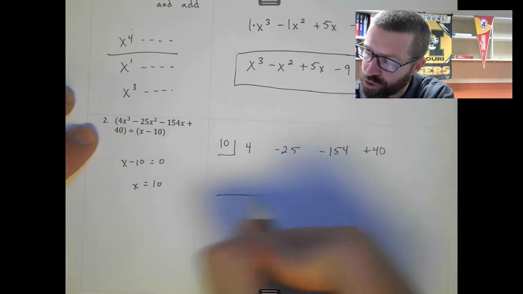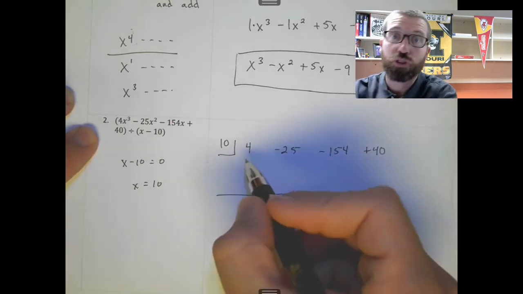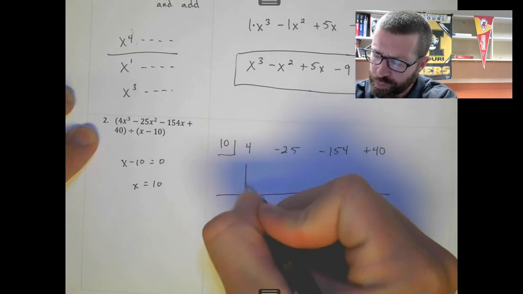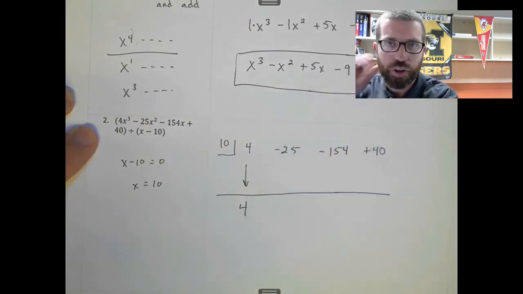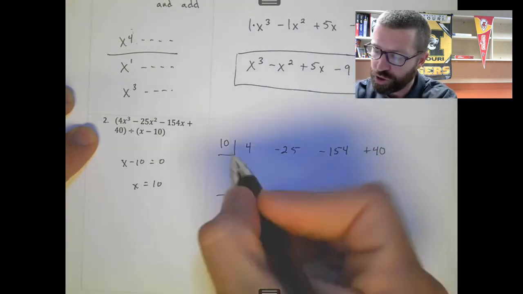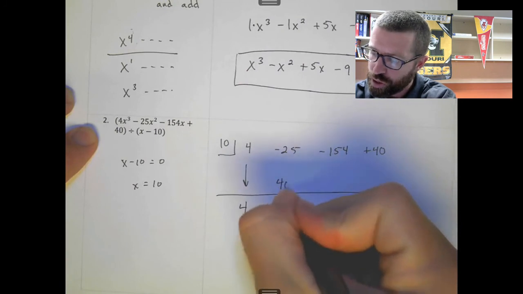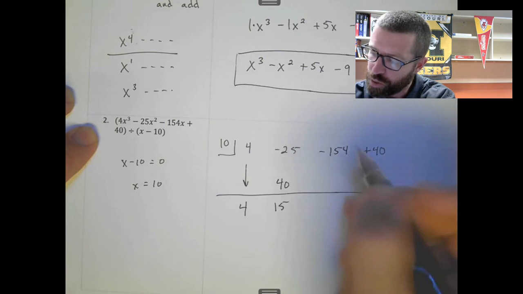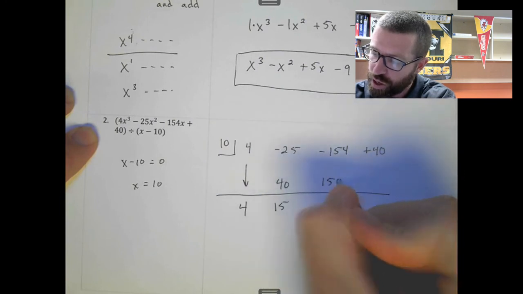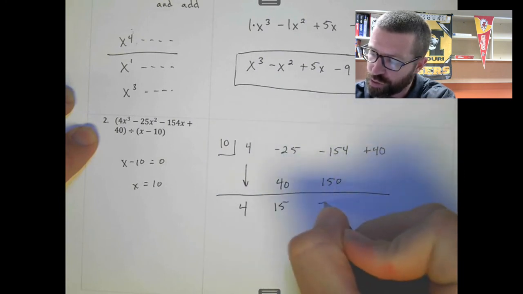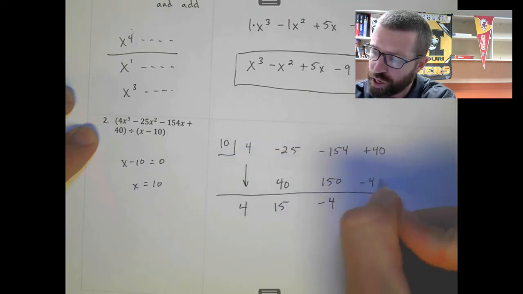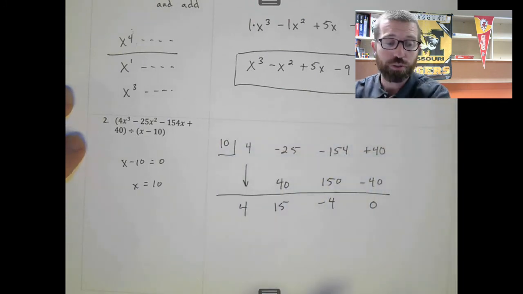You don't need that plus sign, but right. And then remember to start, you bring that first number down. Sometimes that's hard to remember. Once you get that down, though, then you're just ready to roll. So 10 times 4 is 40. And add those together, and you get 15. Then here we get 150. Add those together, and you get -4. And then 10 times -4 is -40, and add those together to get 0. This is the big winner. 0.